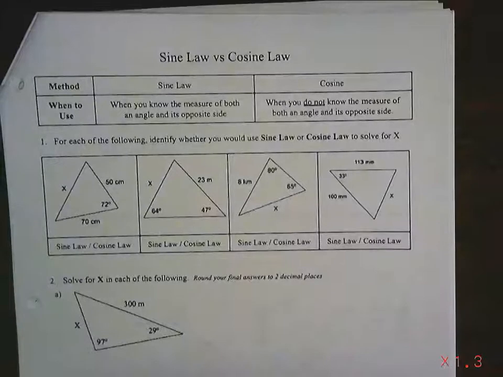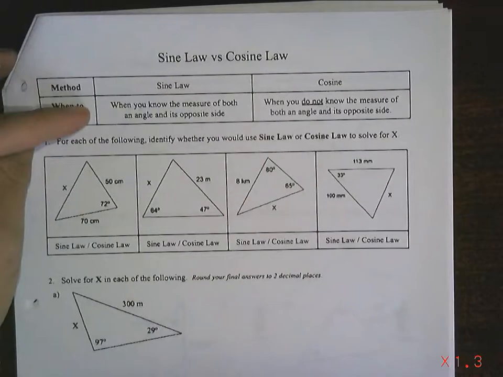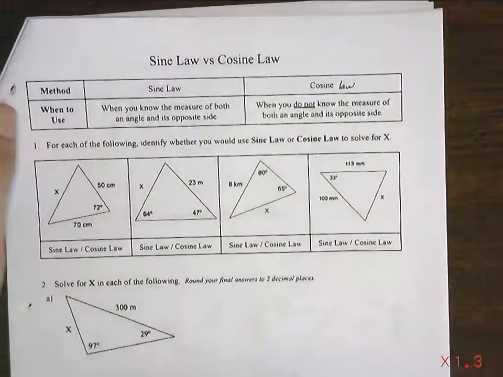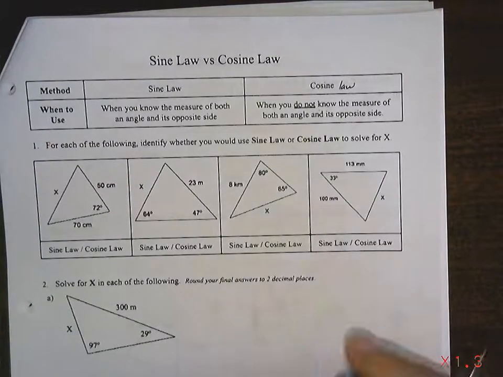Okay guys, so now we're looking at sine law versus cosine law. When are you going to use which? Up here we have the sine law, when you know the measure of both an angle and its opposite side. And the cosine law, which I didn't type in, is when you do not know the measure of both an angle and its opposite side. Now those are fairly generalistic statements.